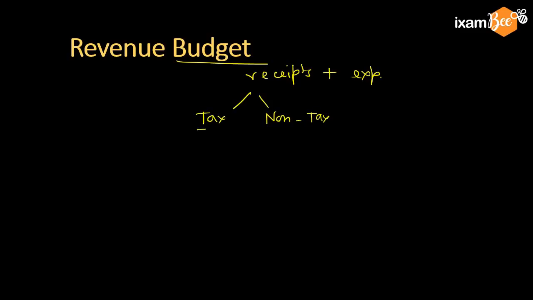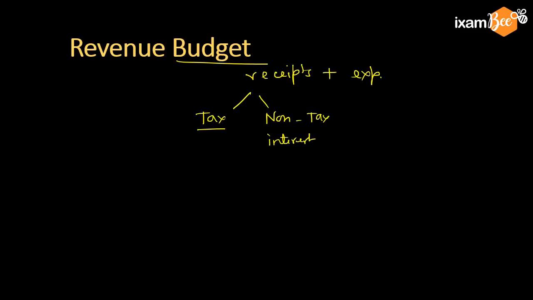Before that, revenue budget. Again the word budget is there, so it is both receipts plus expenditure, and revenue receipts are divided into two: tax revenue and non-tax revenue. Tax revenue, I told you, is income tax, corporate tax, excise, customs, etc. And non-tax revenue can be like interest on loans.